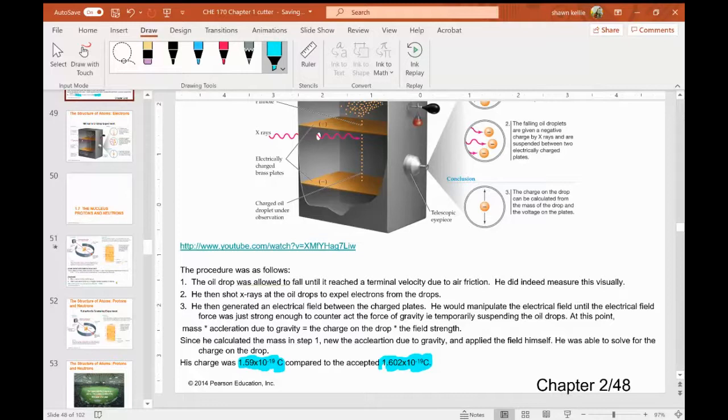All right, so that's our electron. Oh, and once he had the charge of an electron, he could use that charge mass ratio to unscramble the mass and get the mass of the electron as well.